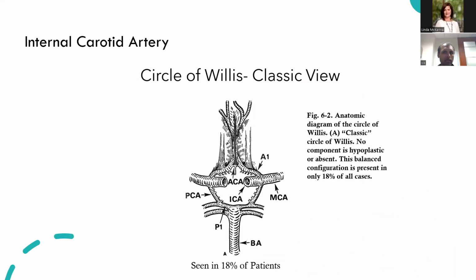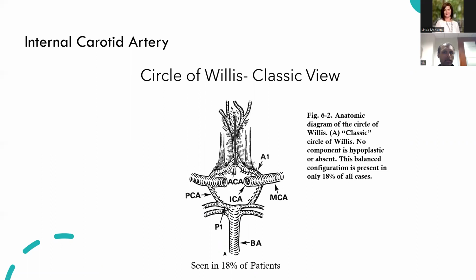This is a nice schematic of what the classic circle of Willis looks like. As you can see, it's primarily formed by 6 vessels: the ACAs running anterior, the PCAs coming from the posterior circulation, the MCA vessels coming out at us, as well as the basilar trunk giving off the posterior circulation P1s. Interestingly, the classic circle of Willis is balanced only in 18% of cases.